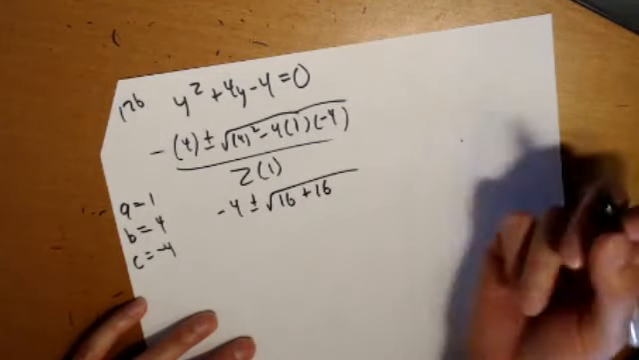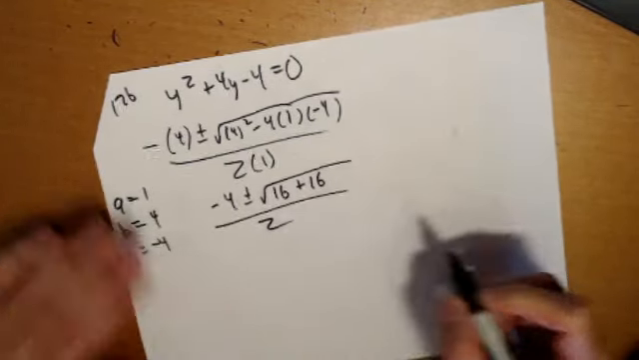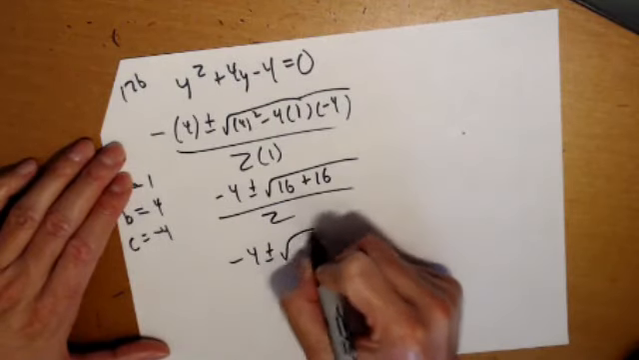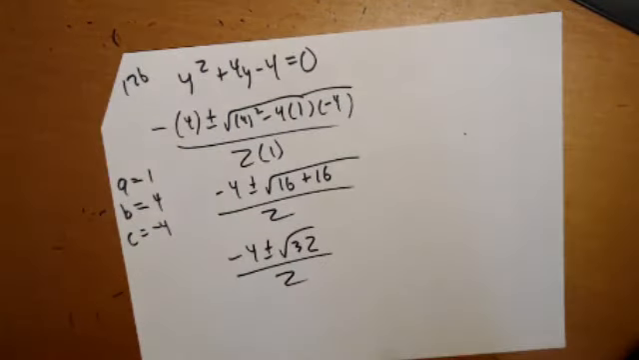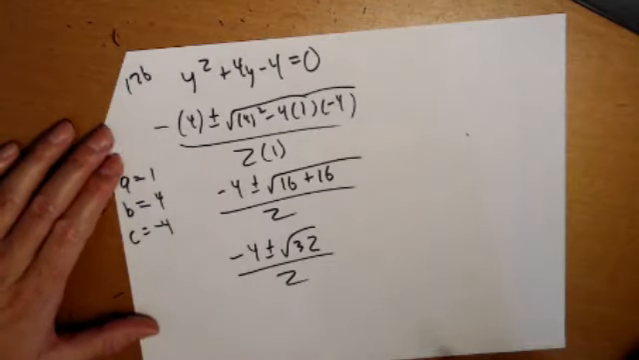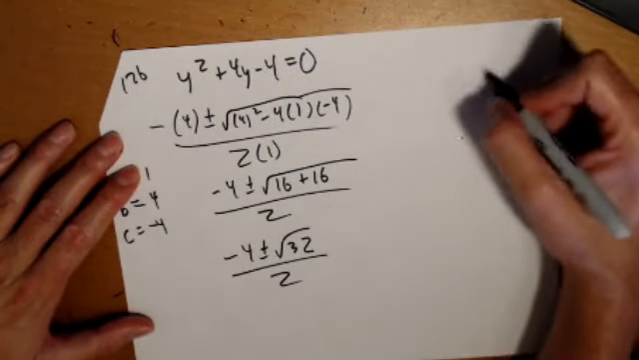Okay, so that's negative 4 plus or minus square root of 16 plus 16, negative 4, negative 4, all over 2. Negative 4 plus or minus root 32 all over 2. Ooh, the square root of 32. Can't we break that apart? So do a little factor tree, break it apart.